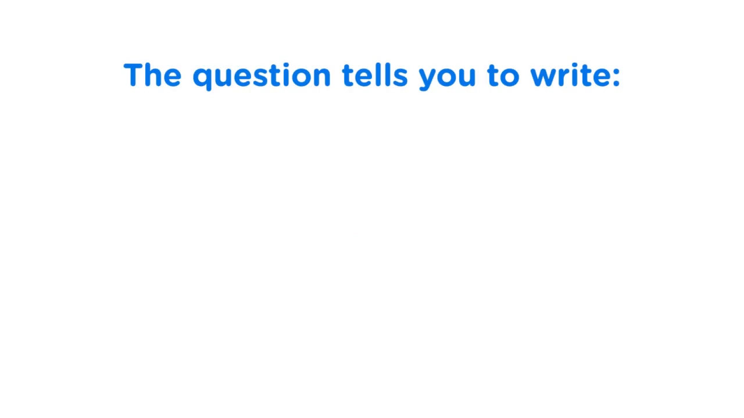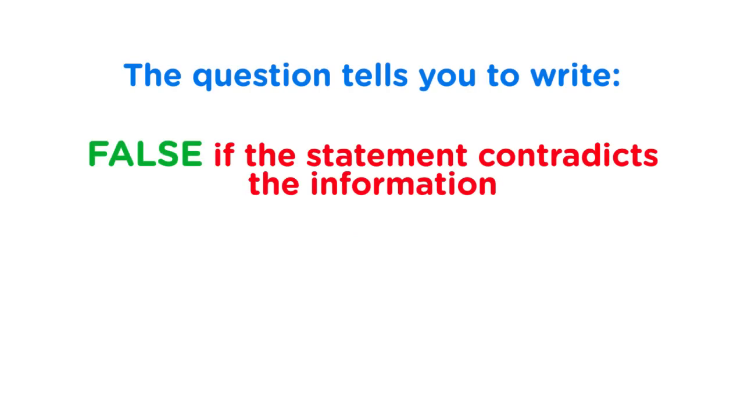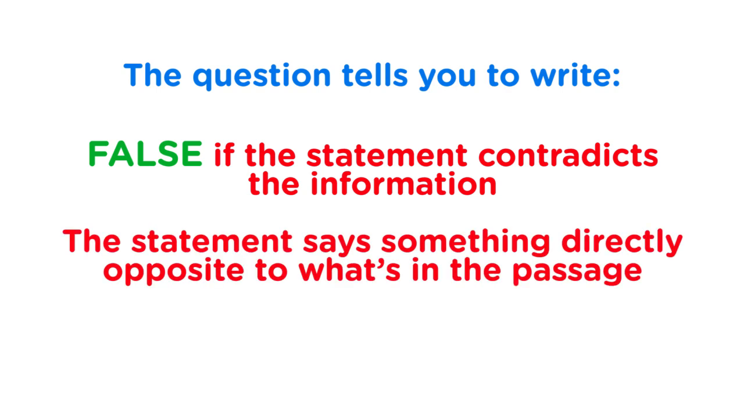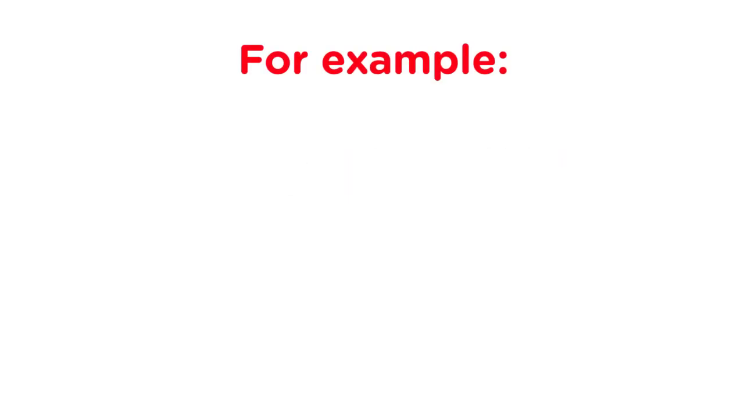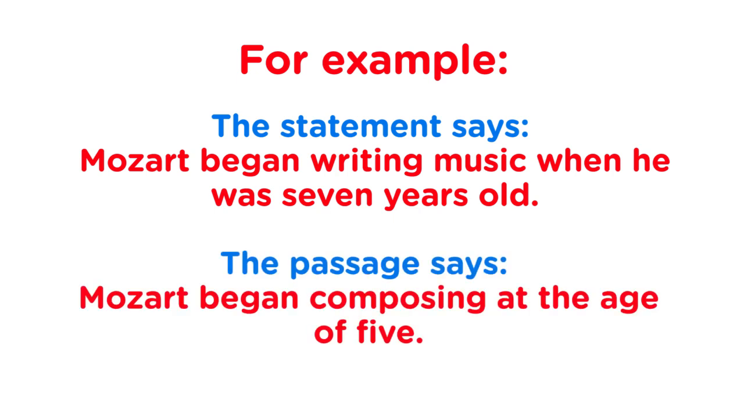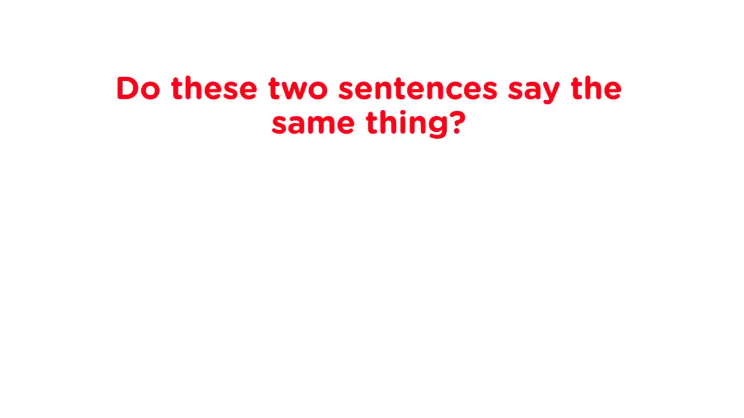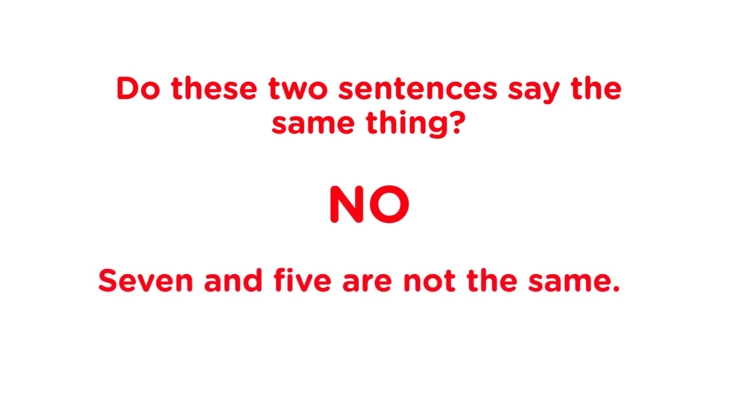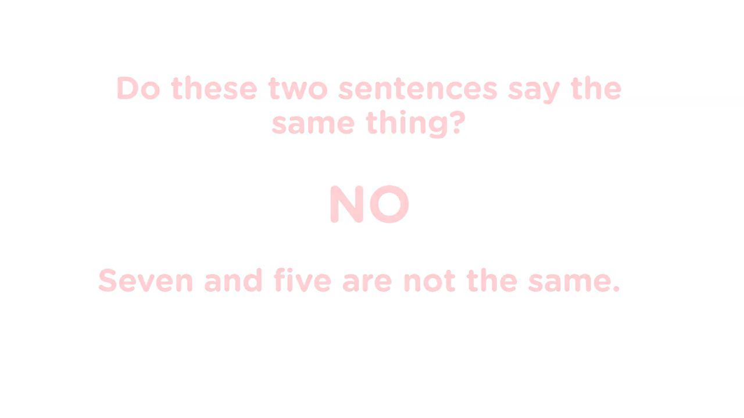The question tells you to write false if the statement contradicts the information in the passage. That means the statement says something directly opposite to what's in the passage. For example, the statement says Mozart began writing music when he was 7 years old. But the passage says Mozart began composing at the age of 5. Do these two sentences say the same thing? No, 7 and 5 are not the same, so this would be considered false.